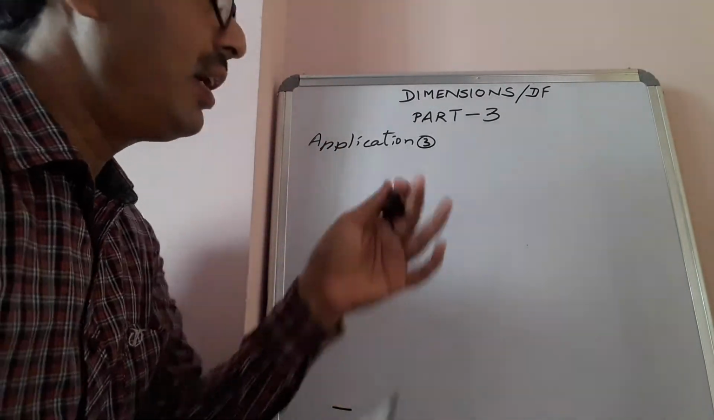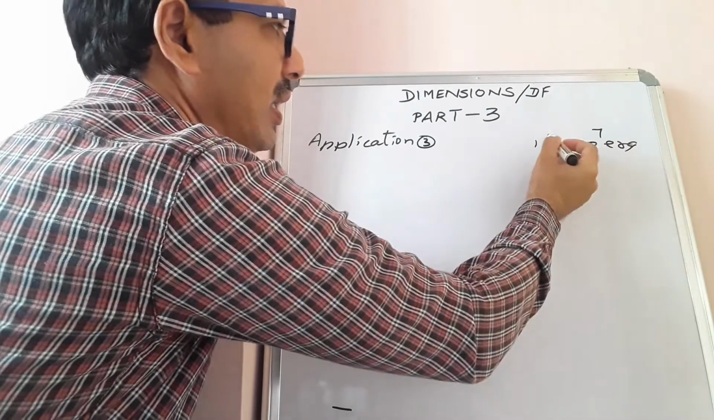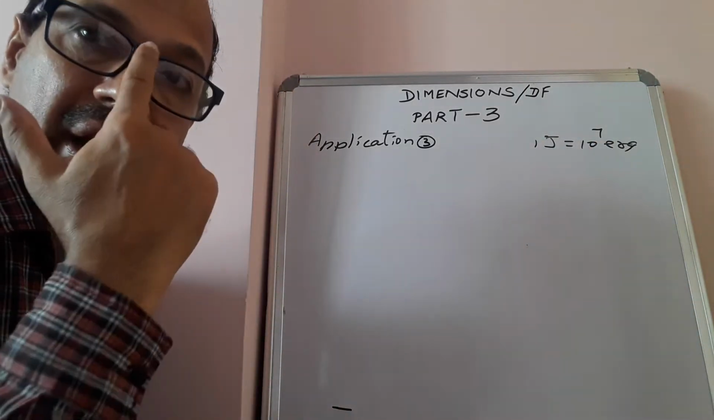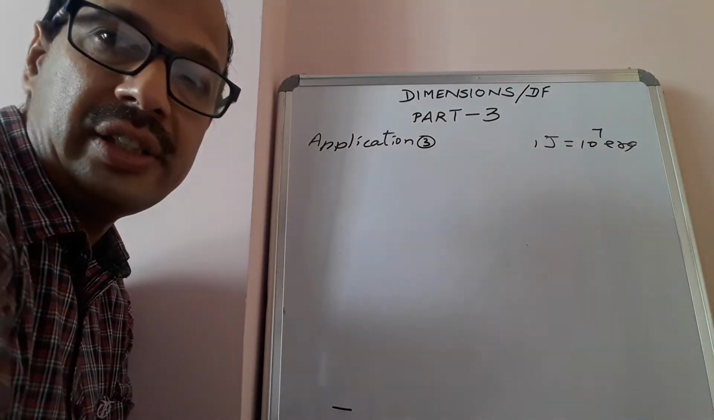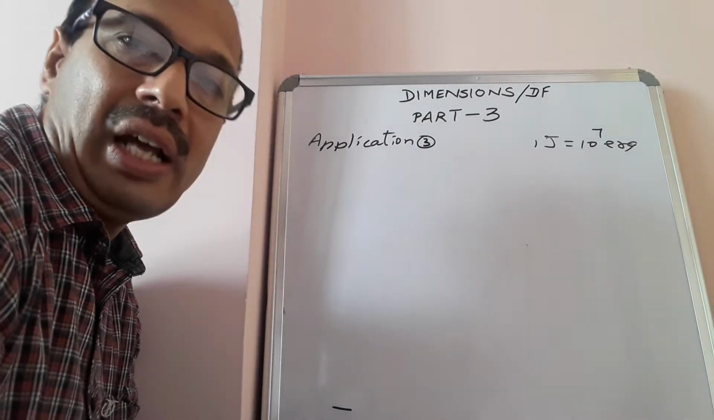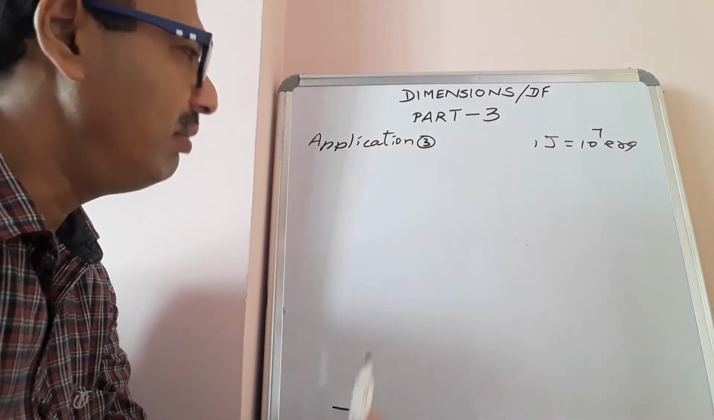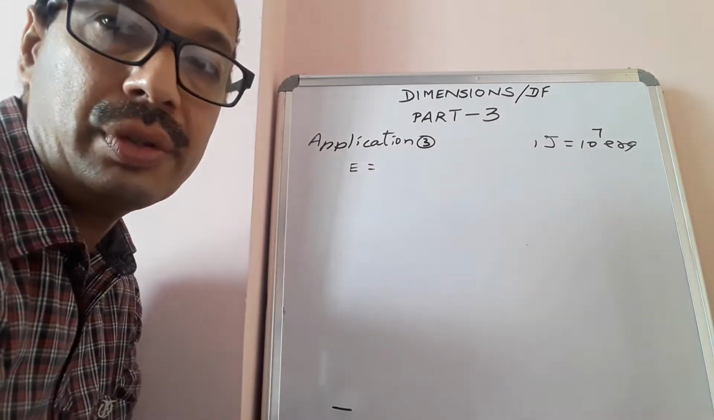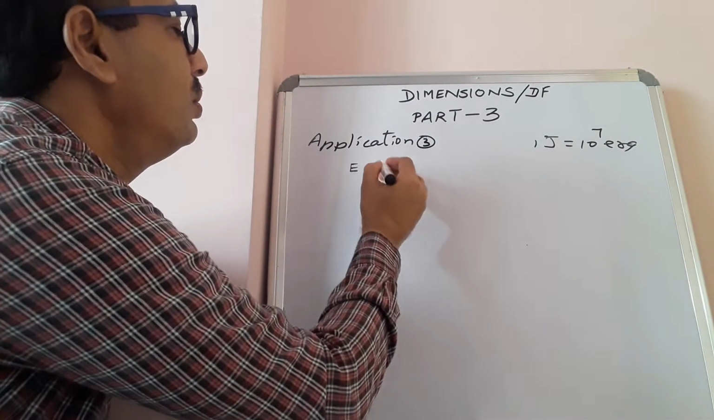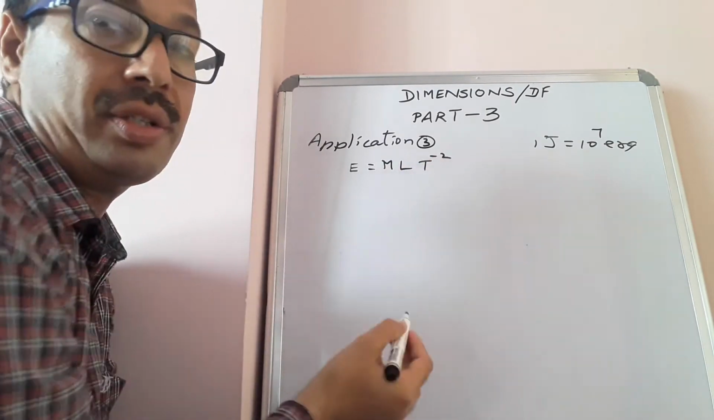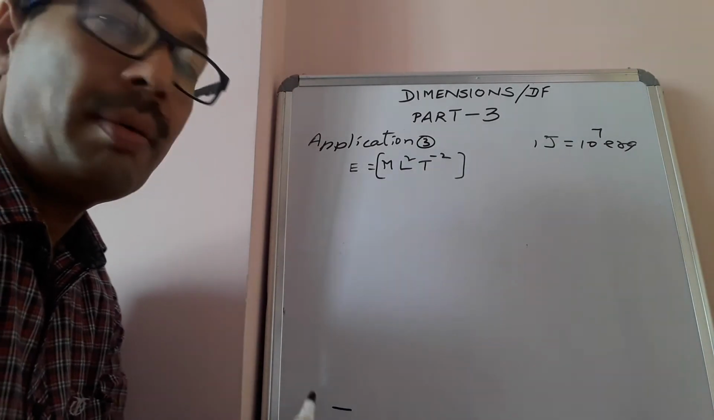Another example is 1 joule is equal to 10 power 7 erg. These are the units of energy, and joule is the energy in SI system, erg is the CGS unit of energy. Okay, now how do we convert this? Energy is equal to, the dimension formula of energy, force into distance. Force is m l t power minus 2 into distance, so m l square t power minus 2.